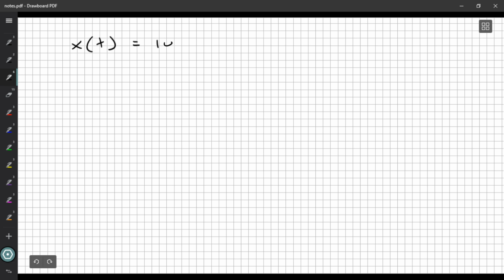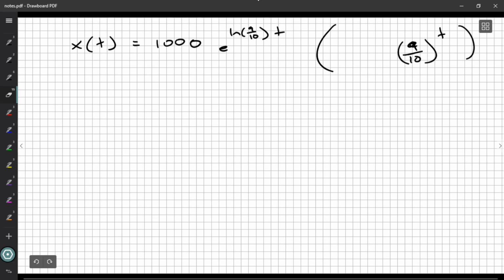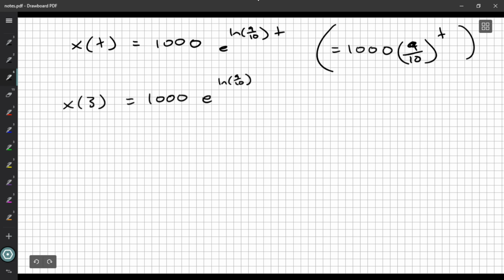So x of t is going to be 1,000 e to the ln 9/10 t, which you could, if you want to, rewrite as 1,000 times 9/10 to the t. You can absolutely do that. I'll leave you to do that on your own, and I will proceed without doing that. But I think it makes the numbers a little bit nicer. Anyways, let's continue on. We want x at 3. So 1,000 e to the ln 9/10 times 3.